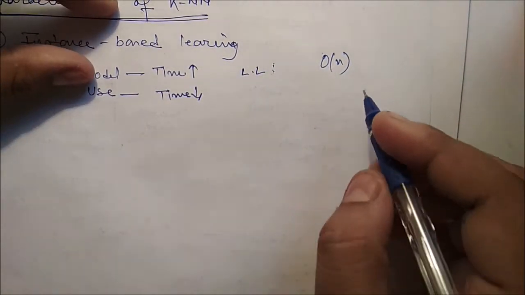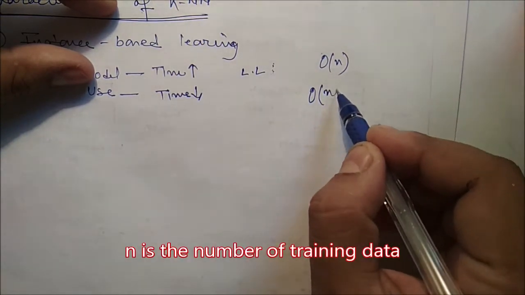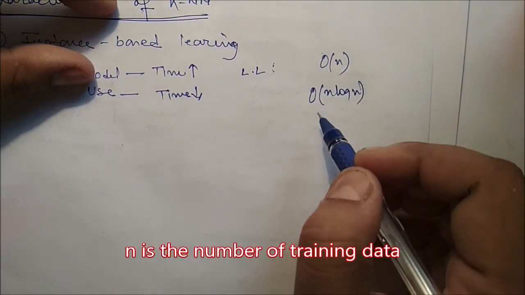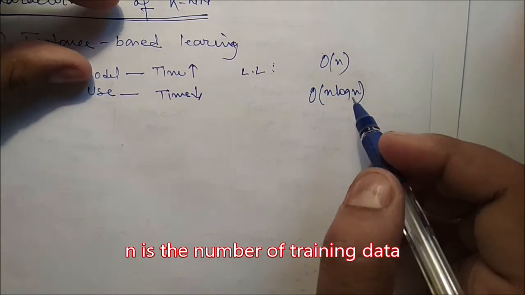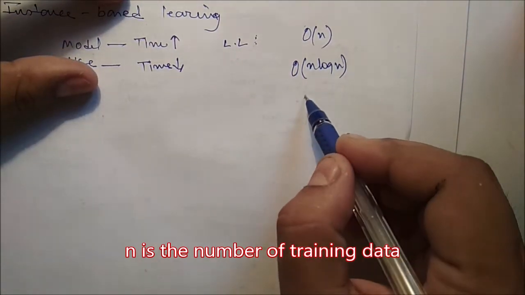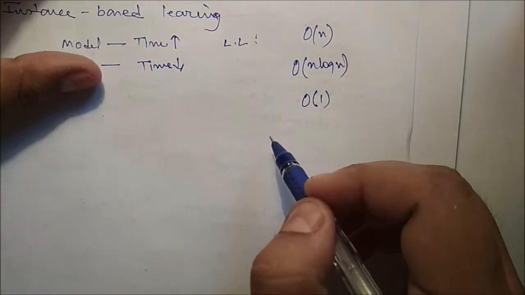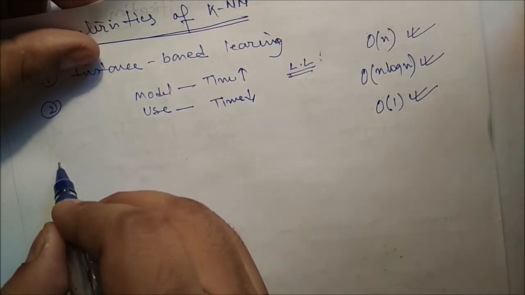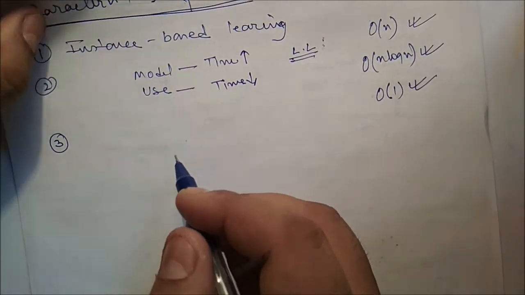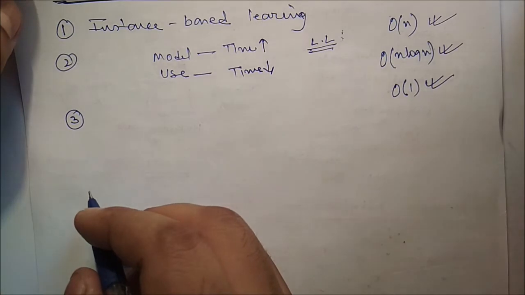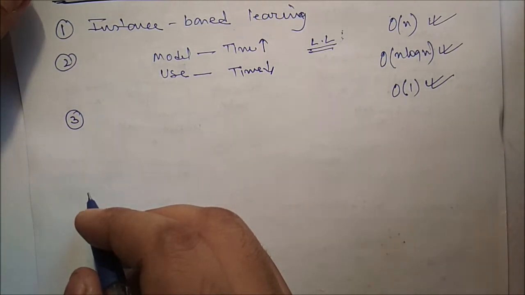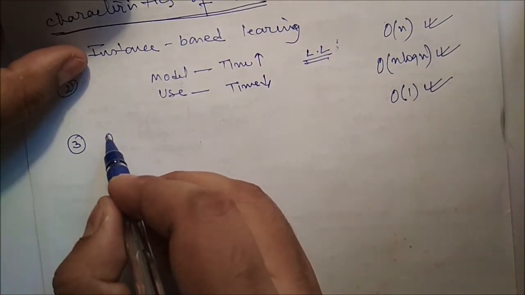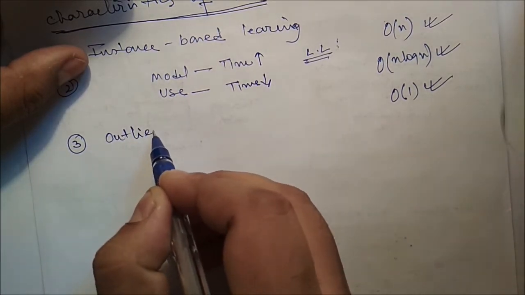But if you use some search tree, what is the time complexity? It will be n log n to search any neighbors. And if you implement a parallel implementation, the time complexity will be big O of 1. Third, and most important, KNN is affected by outliers. If an outlier is there, KNN gives a poor result. So it is affected by outliers or extreme values.